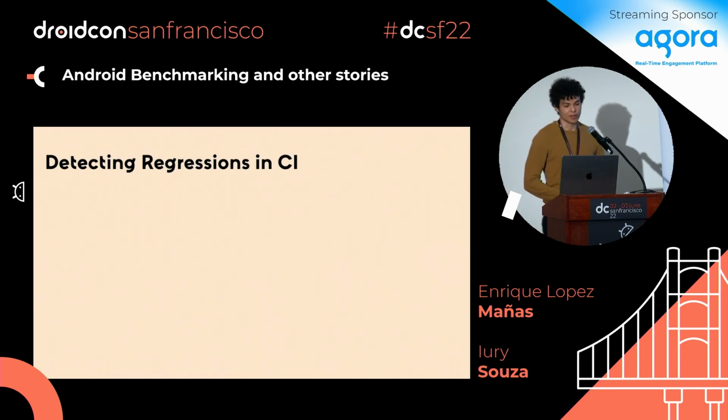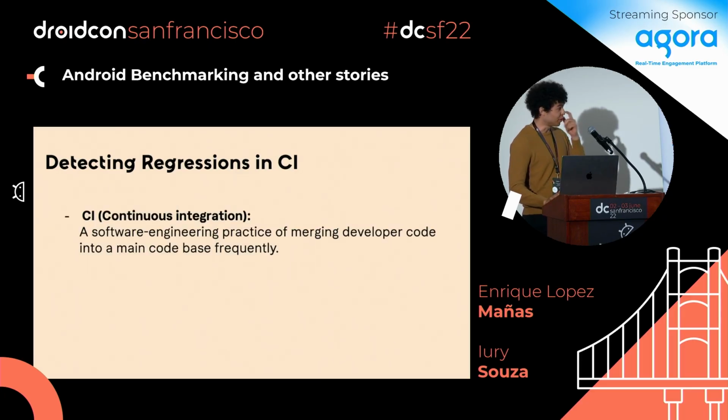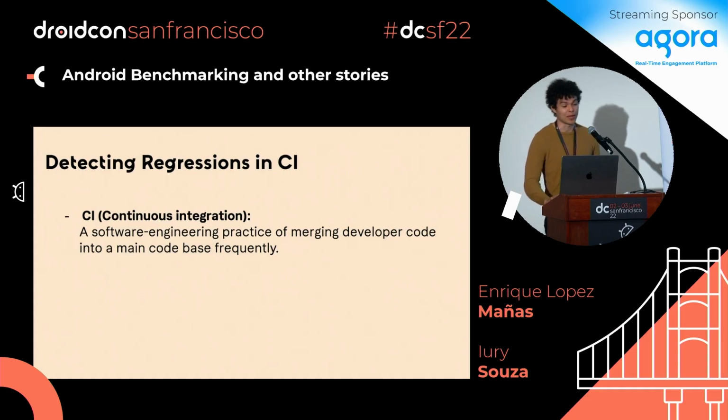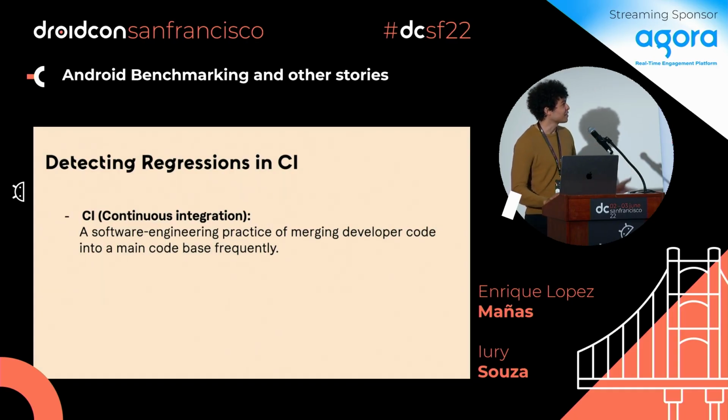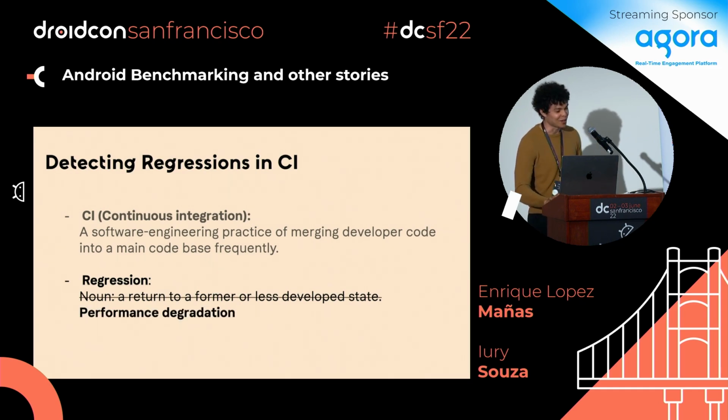Right. So yeah, now is the point where we check how to detect regressions in CI. So first, what is CI? Just to clarify so everybody's on the same page. This is the definition of CI, but as most of you probably know, it's that thing that prevents you from merging your code, right? Those checks that you have to run. And regression, from the dictionary, is a return to a former or less developed state, but for our scenario, we're talking about performance degradation.